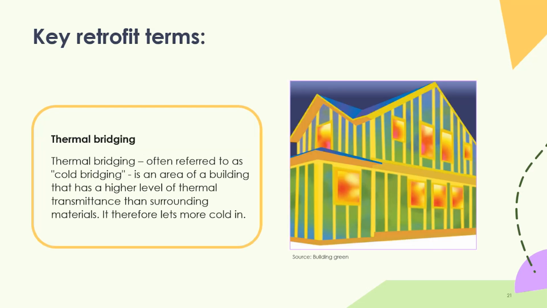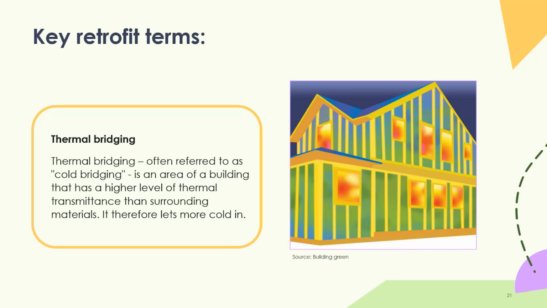And then everyone's favorite, thermal bridging or cold bridging. This is just an area of a building that has a higher level of thermal transmittance than surrounding materials, so therefore it's colder because more heat is able to escape through it. You often find these at junctions between building materials, so where joists meet walls, windows meet walls. You can get a really good impression of it in this picture here on the slide.